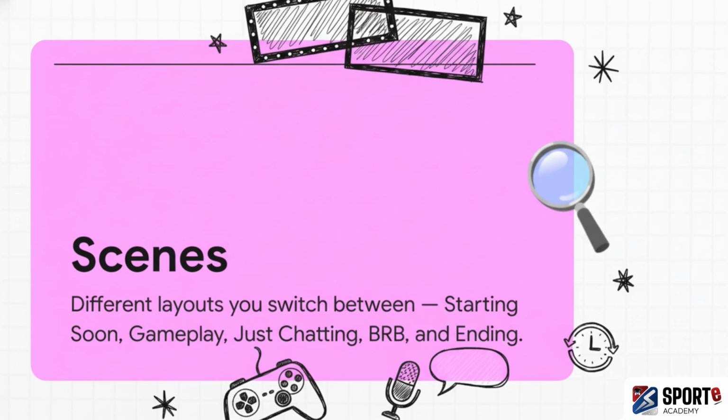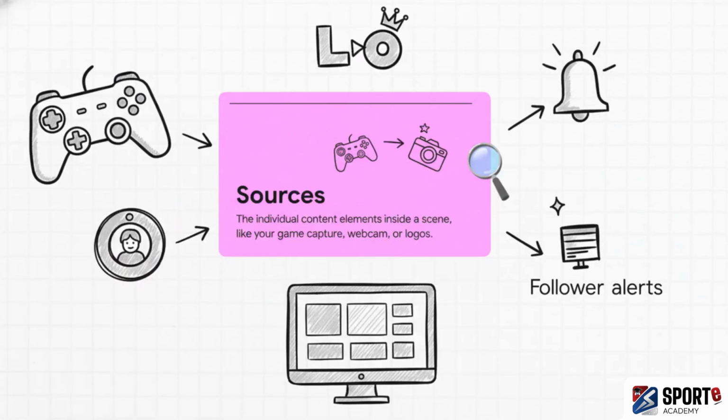So you'll have one scene for your main gameplay, another one for when you're just chatting with your audience, and maybe another one for when you need to take a quick break. And what goes inside those scenes? Well, that's where sources come in. Think of sources as the ingredients. It's your game capture, it's your webcam, maybe a logo, your follower alerts. You basically mix and match all these different sources together to build out each of your unique scenes.